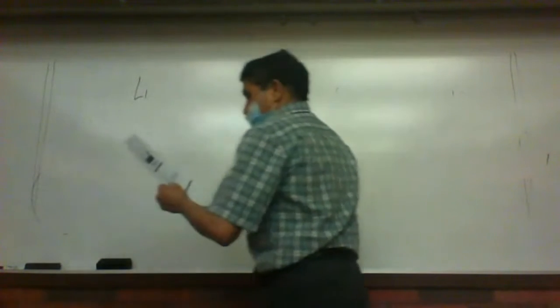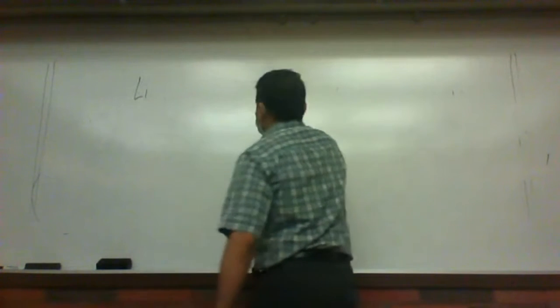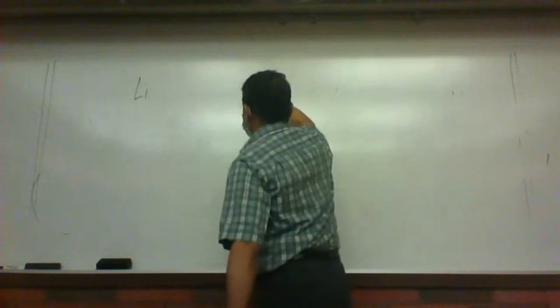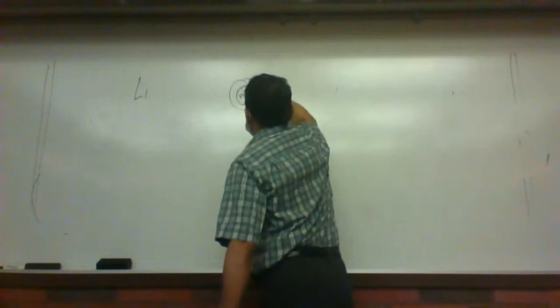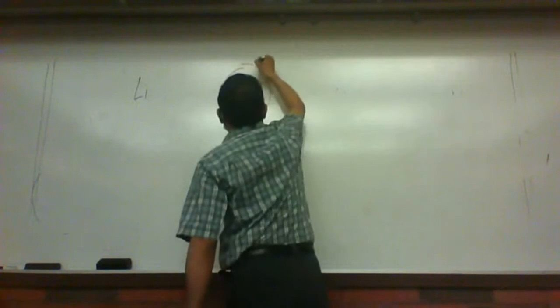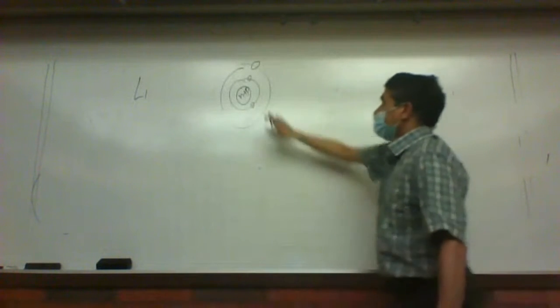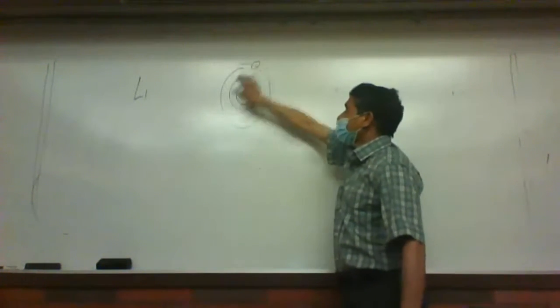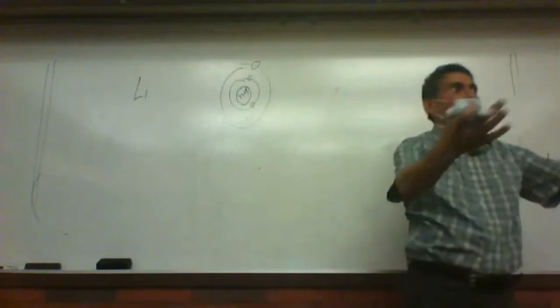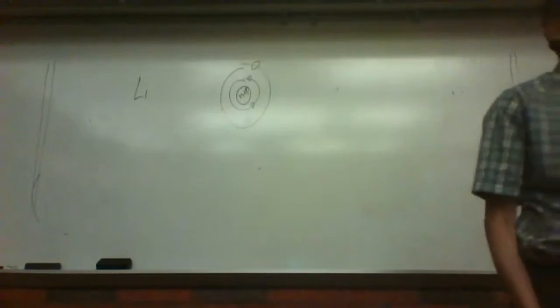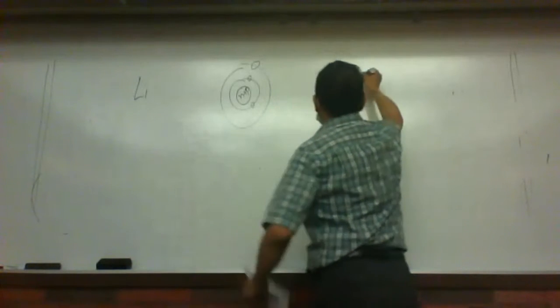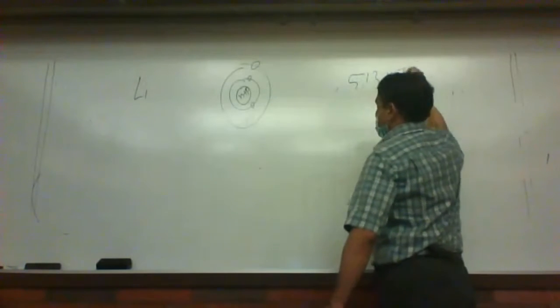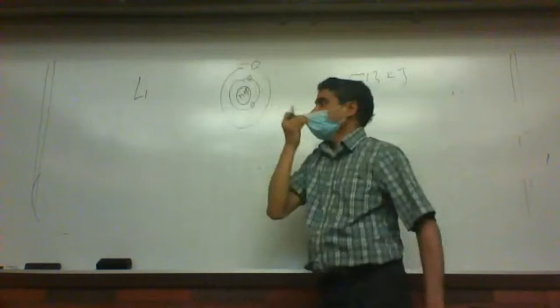For the first ionization energy, let's draw the electronic configuration of lithium. Lithium is number 3, so there are 3 protons and neutrons in the nucleus, 2 electrons in the first orbit, and one outside. To remove the first electron from the outermost orbit is called the first ionization energy, right? If you want to remove this electron, you should give 513 kilojoule per mole of energy just to remove this one.